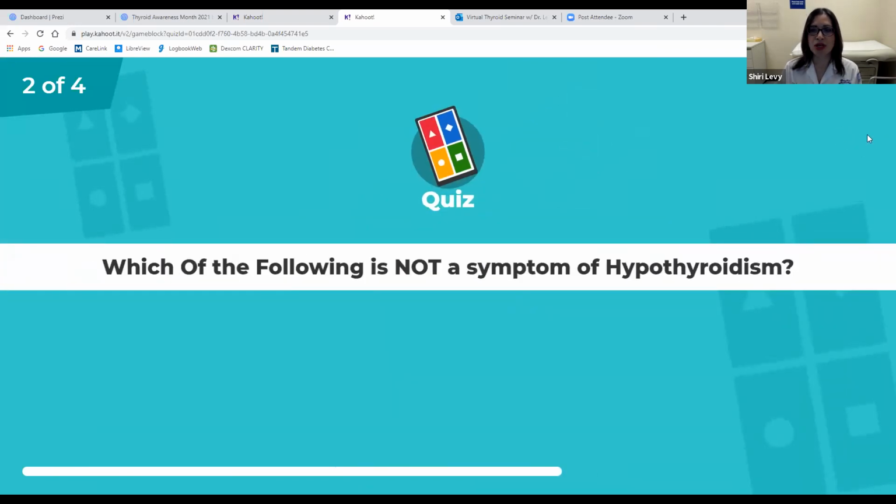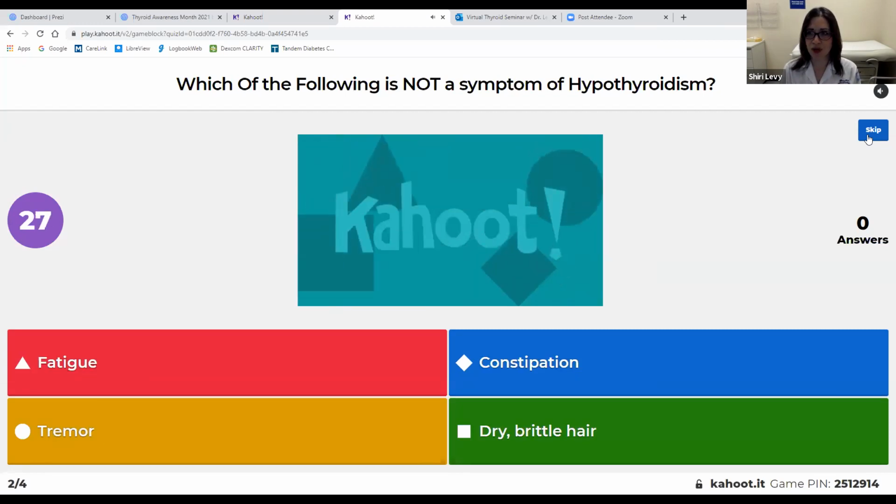Okay. Which of the following is not a symptom of hypothyroidism? 28 seconds. Fatigue, constipation, tremor, dry, brittle hair.